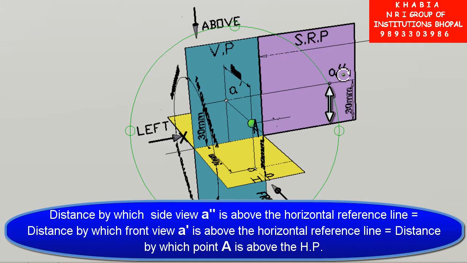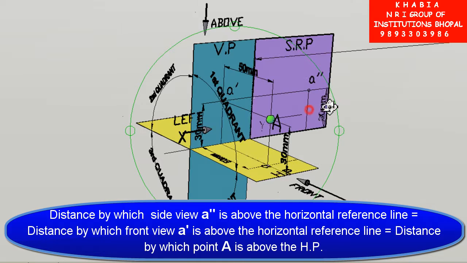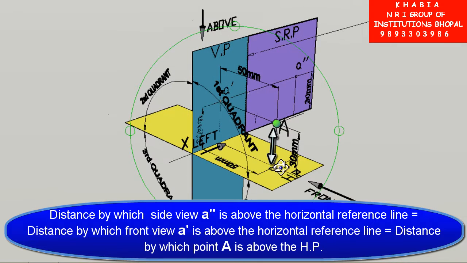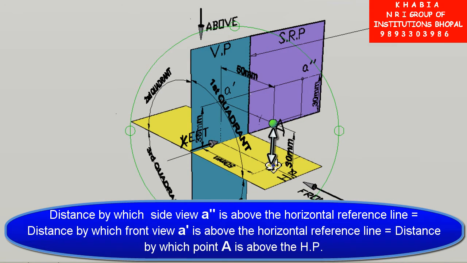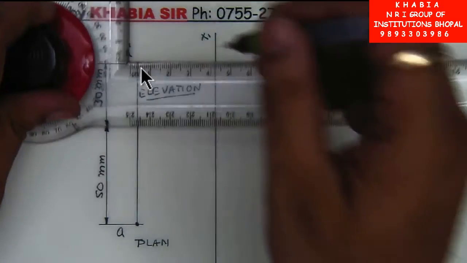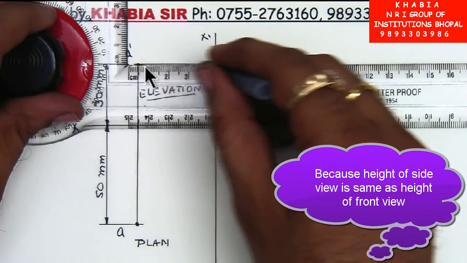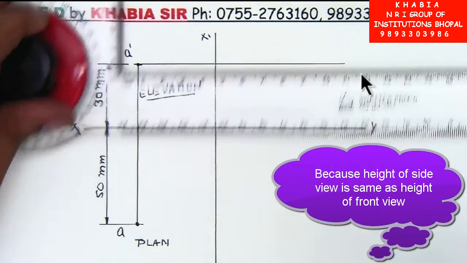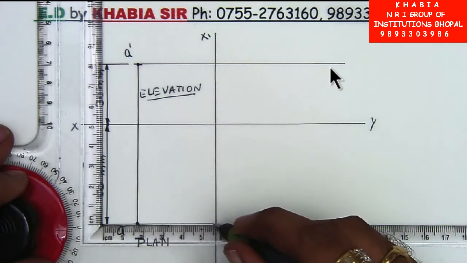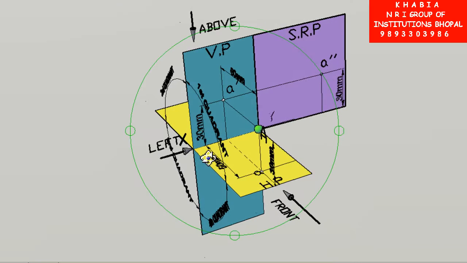The distance by which the side view is above the horizontal reference line is equal to the distance by which the front view is above the horizontal reference line, which is equal to the distance by which the point is above the horizontal reference plane. On paper, draw a projector from the front view A dash parallel to the horizontal reference line and the side view will lie on this projector. Second concept is what will be the distance of the side view from the side reference line.